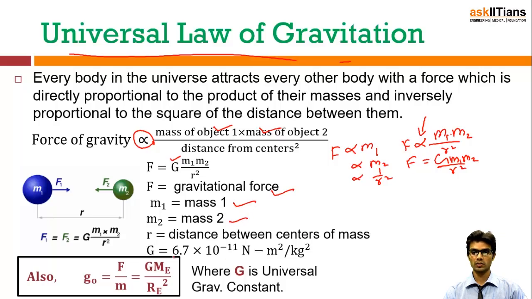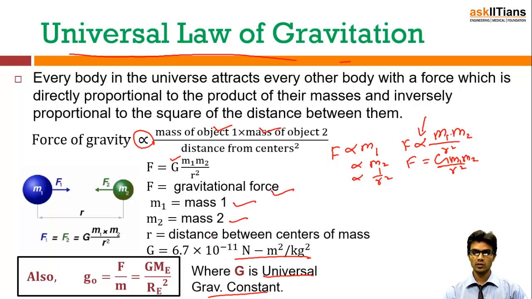G is equal to 6.7 into 10 to the minus 11 Newton meter square per kg square. This is the unit, so keep in mind the unit of G, the gravitational constant. Here G is called the universal gravitational constant and its unit is Newton meter square per kg square. It is important, it may be asked in competitive examinations what is the unit of G, and they may also ask the dimension of the universal gravitational constant. So keep in mind the value is also important: G is equal to 6.7 into 10 to the power minus 11 Newton meter square per kg square.